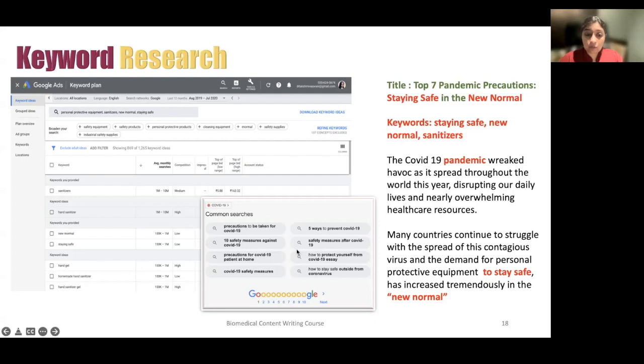We will go more into keyword research in a following session and the intricacies of it. But as of now, we just need to know what they are and the value of incorporating this in our blogs.